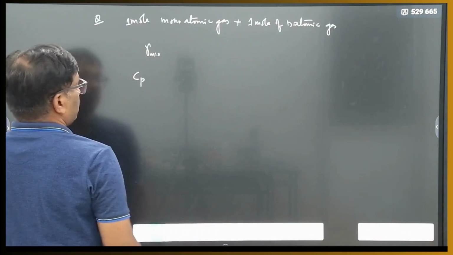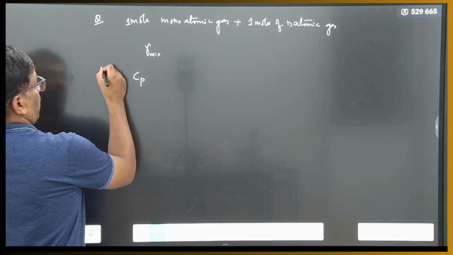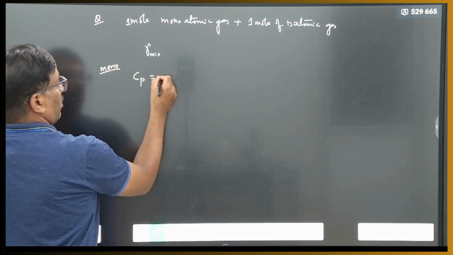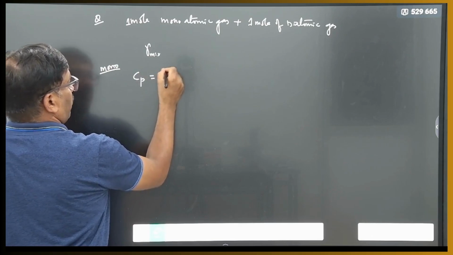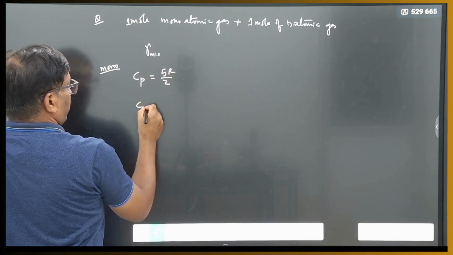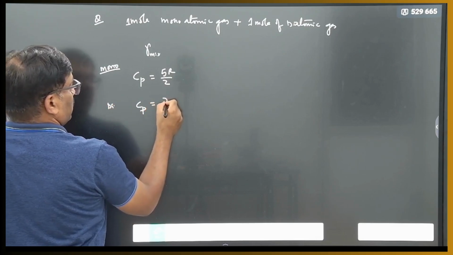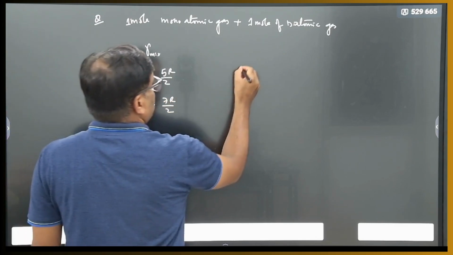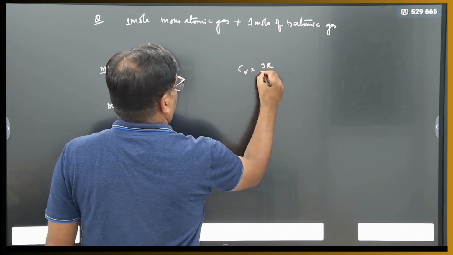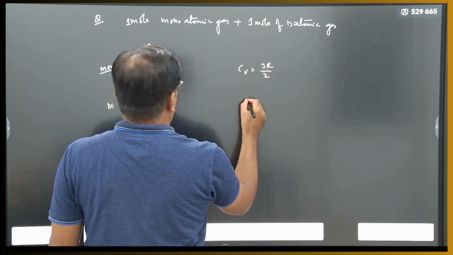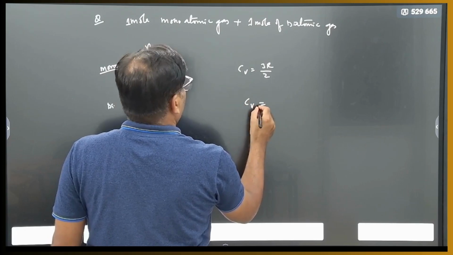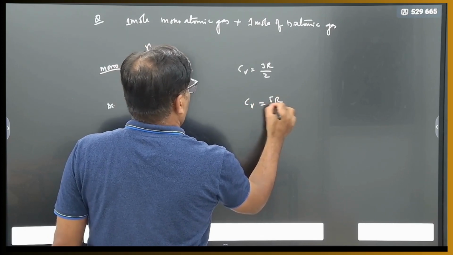Cp value for monoatomic, what you can write now? Therefore, for monoatomic it is 5R by 2. For diatomic, therefore 7R by 2. The Cv value is 3R by 2 for monoatomic. For diatomic, Cv will be 5R by 2.